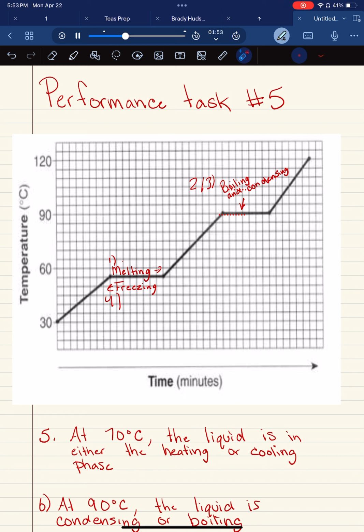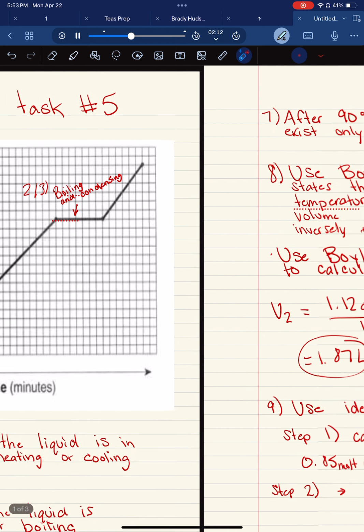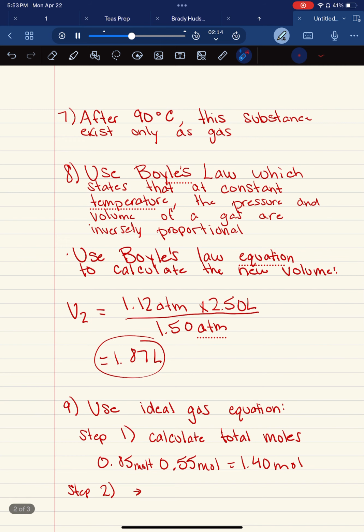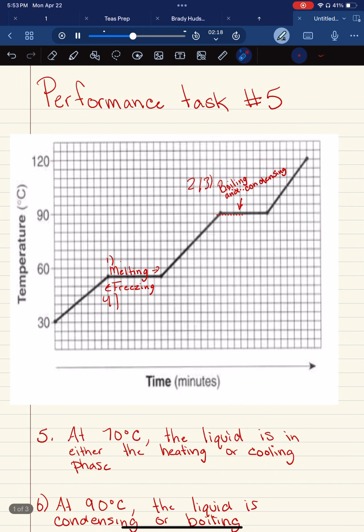And then at 70 degrees Celsius, the liquid is either in the heating or cooling phase, depending once again on which direction you're going. At 90 degrees Celsius, the liquid is considered condensing or boiling, which I just touched on a little bit. Next, we're going to be looking at where the substance only exists as a gas. So that's going to be after that 90 degree mark when we start heading up again right here.